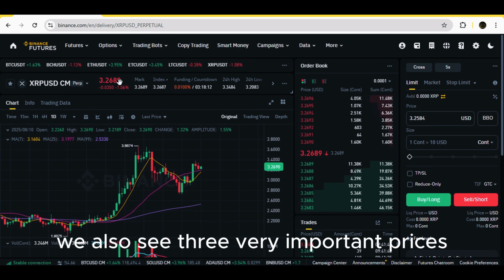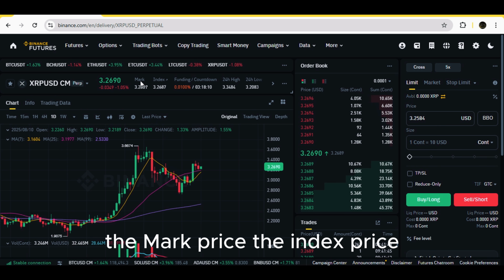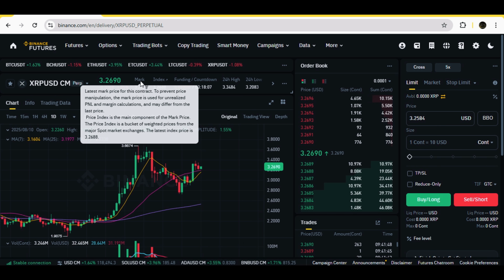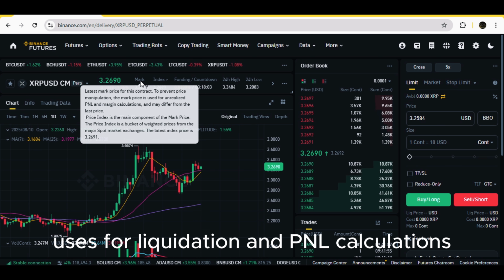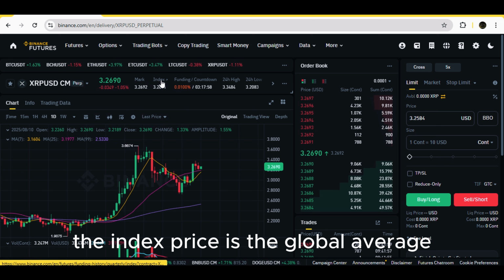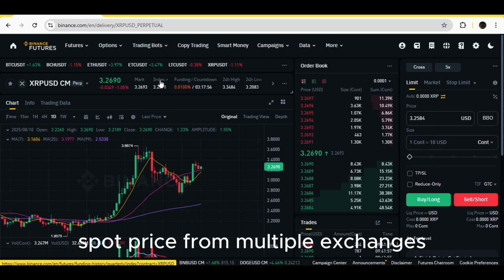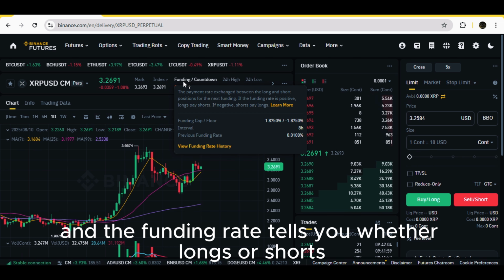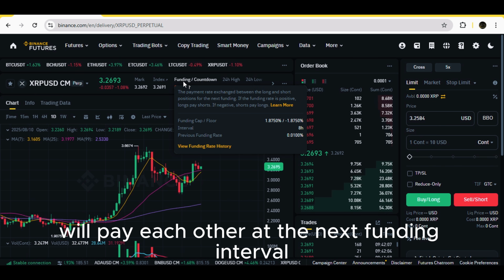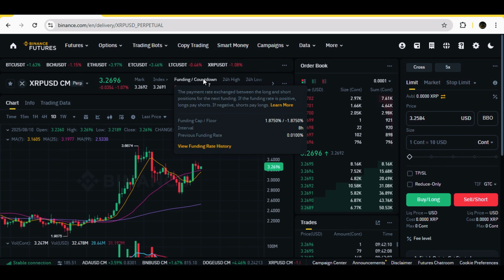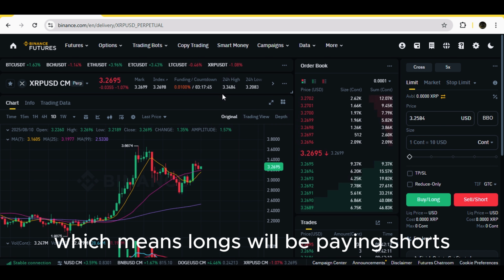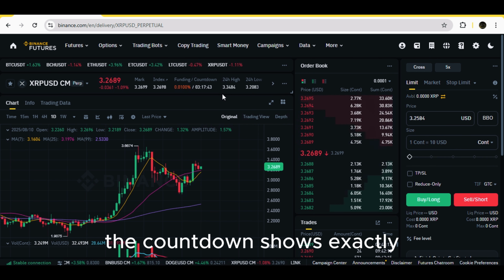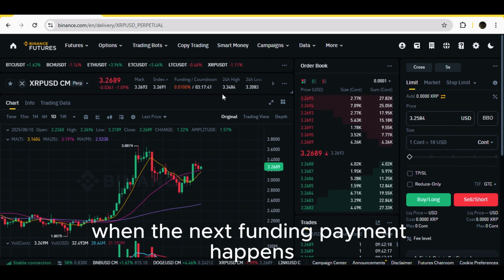We also see three very important prices: the mark price, the index price, and the funding rate. The mark price is what Binance uses for liquidation and P&L calculations. The index price is the global average spot price from multiple exchanges, and the funding rate tells you whether longs or shorts will pay each other at the next funding interval. Here, funding is positive, which means longs will be paying shorts. The countdown shows exactly when the next funding payment happens.